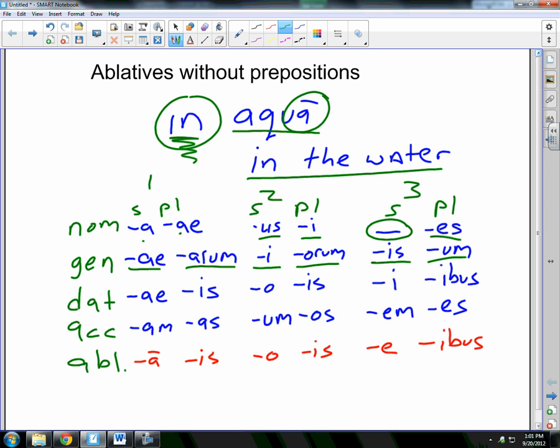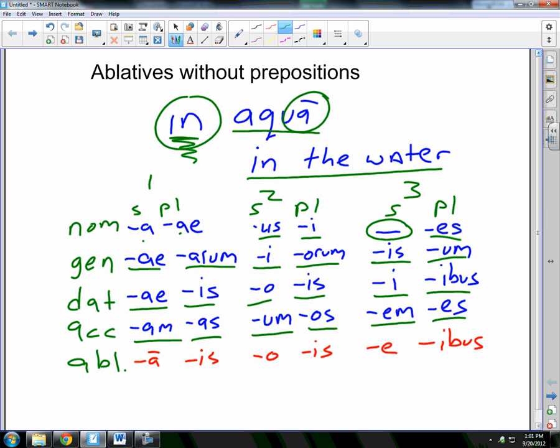Dative endings for the first declension singular, AE. Plural is IS. For the second declension singular, we have O. For the second declension plural, we have IS. Third declension dative ending for the singular is I. Plural is IBUS. Accusative for the first declension singular, AM. Plural is AS. Second declension singular accusative is UM. The plural is OS. For the third declension, our singular accusative is EM, and the plural is ES.